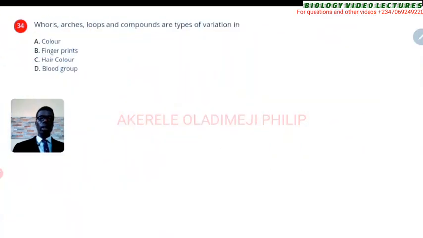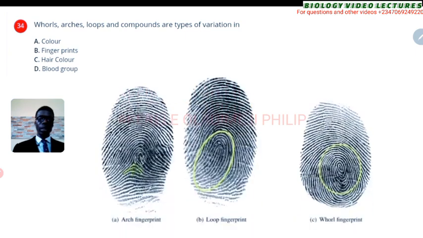Whorls, arches, loops and compound are types of variation in fingerprints. Yes, fingerprint. I think you can look if yours is here. I think mine is loop. I think I've seen this over time. Mine is loop. You should know yours too. It's not so important, but it's something you should know. So those are the examples of fingerprints.